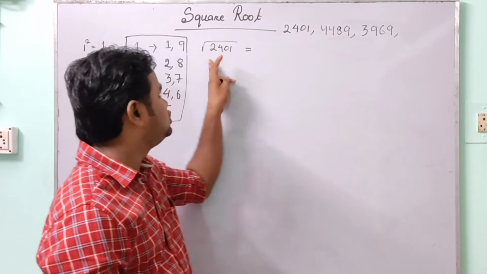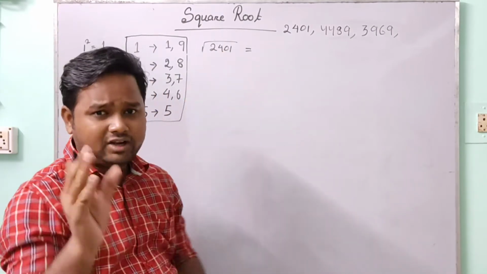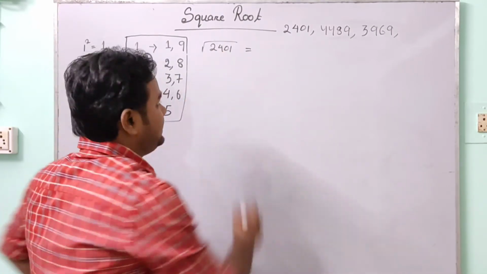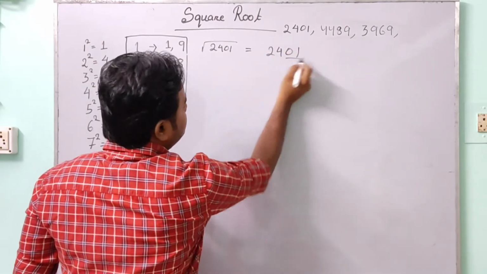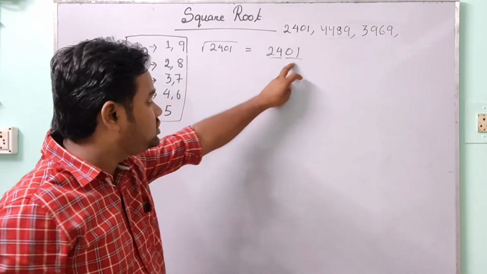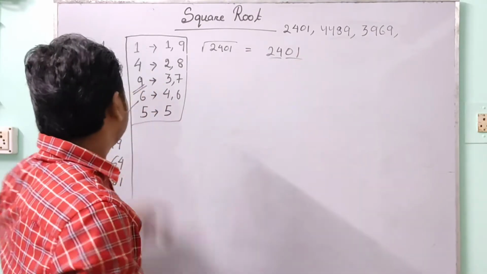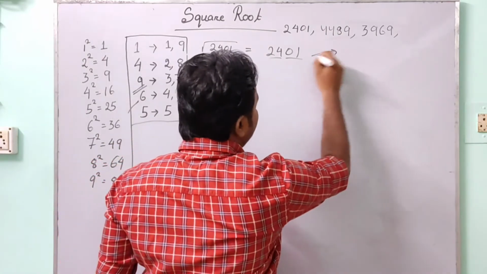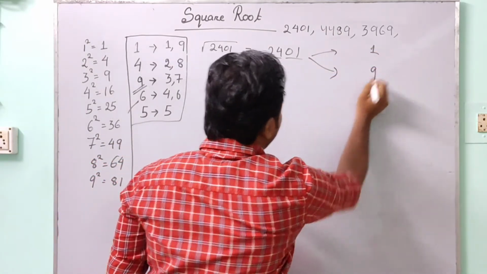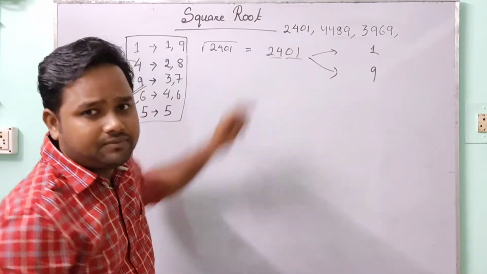The next number is 2401. So in 2401, I have to do its pairing. By pairing, I get 01 and 24. So in 01, the unit place is 1. So in place of 1, the answer will be either 1 or 9. I have written 1 and 9 both. Now the rest part is 24.